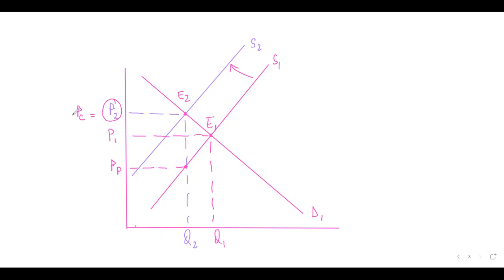Now think about this. This is the total amount of tax per unit, right? And how much of this is along the demand curve? This is the burden of consumers. And how much of this is along the supply curve? That is the burden of producers. Students, are you following me?